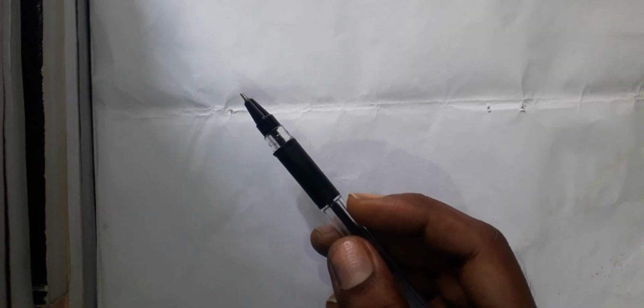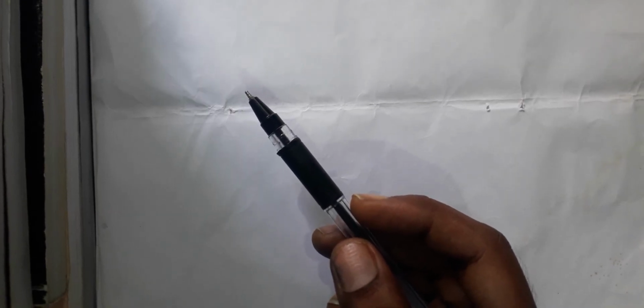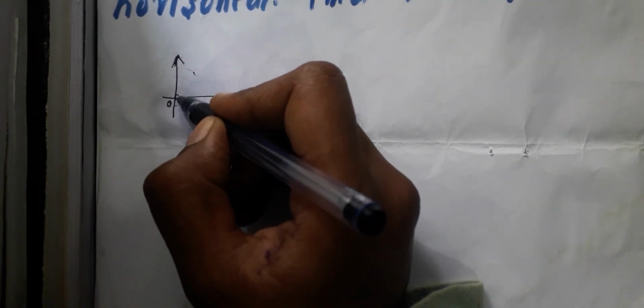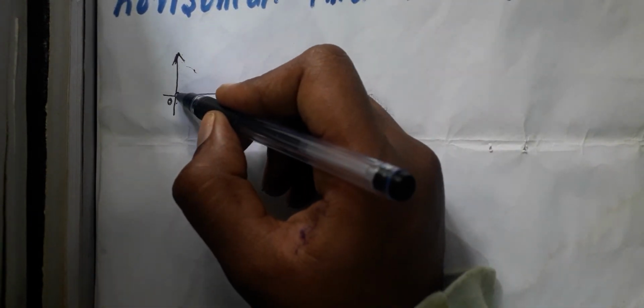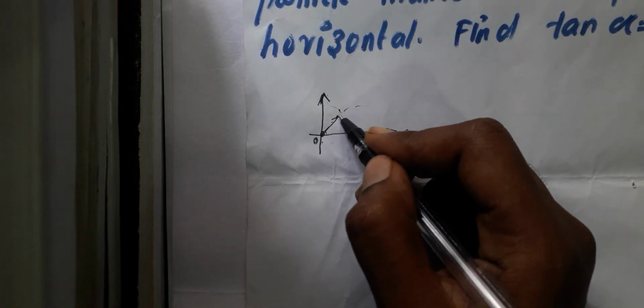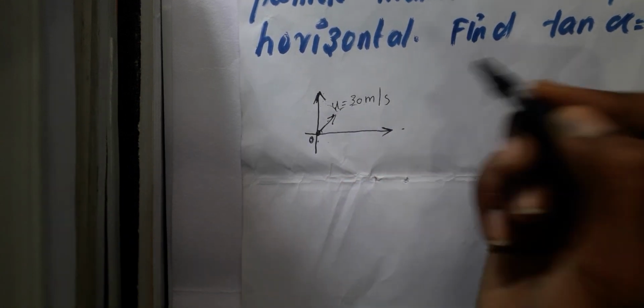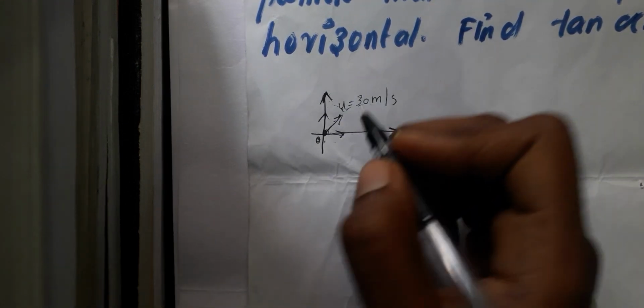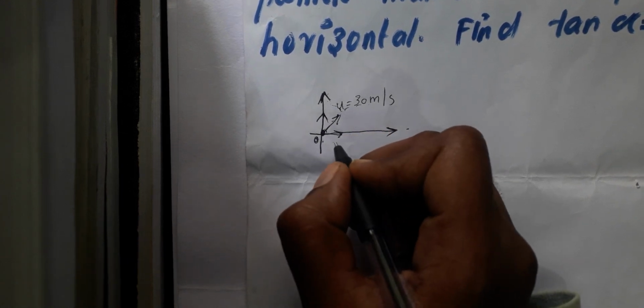First of all, let's draw a small graph related to the question. This is the x-axis, along which the particle will do horizontal motion, and this is the y-axis, along which the particle will perform vertical motion. This is the origin, and the particle is projected at a velocity of 30 meters per second. We will split it into components, a vertical component and a horizontal component.